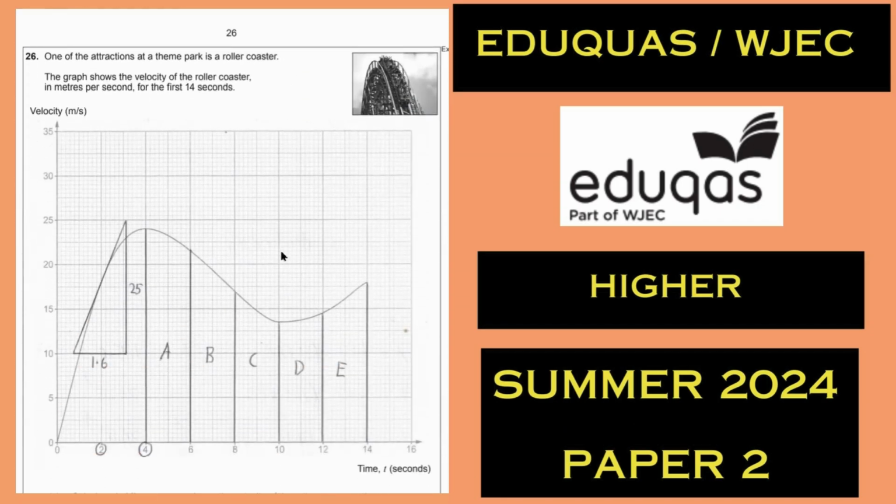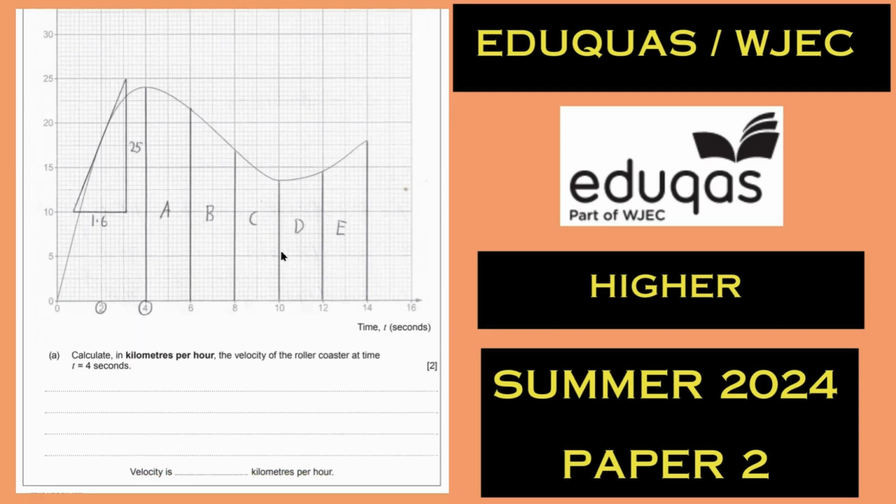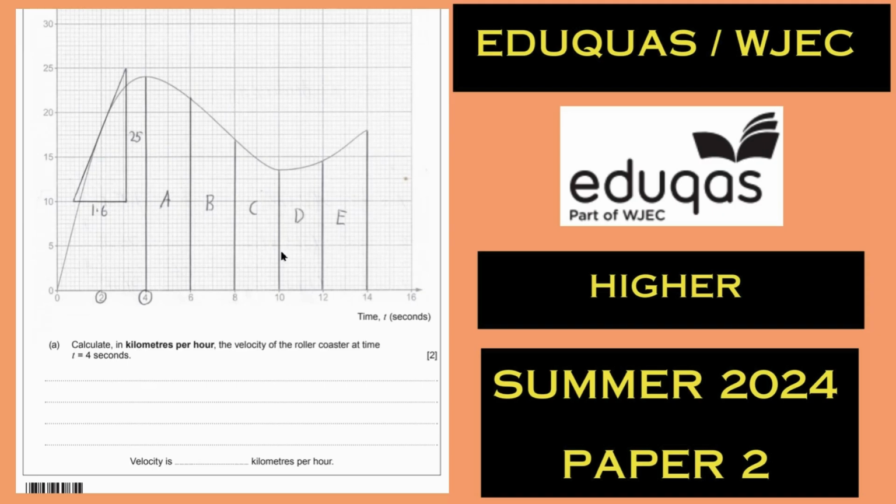Lots to number 26, as I always do. I've drawn it, well, I actually cut and pasted it from my worked answers, so it doesn't take as long. Part A, calculate in kilometres per hour the velocity when t is 4. Get a ring round it, up you go, along you go. We get 24 metres per second. That's not the answer. It wants it in kilometres per hour.